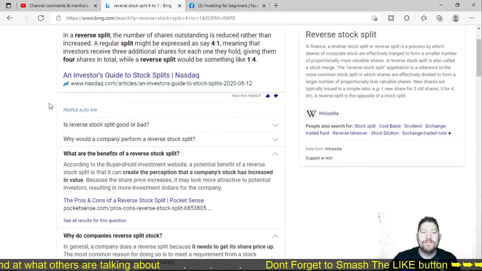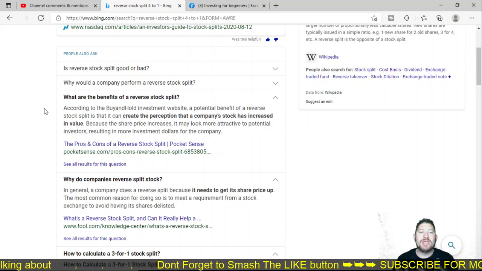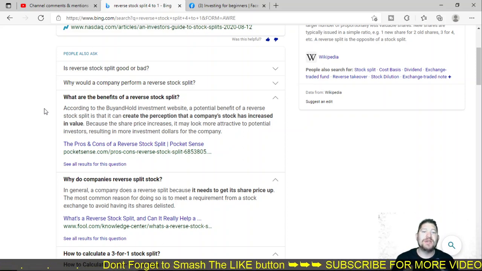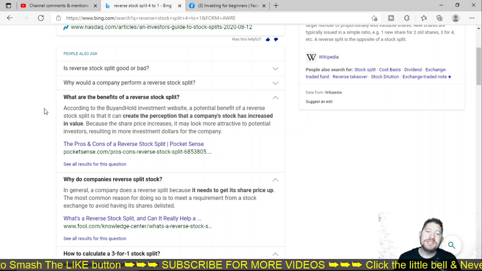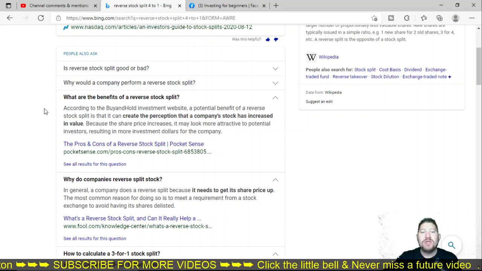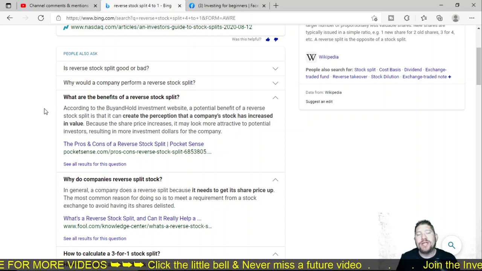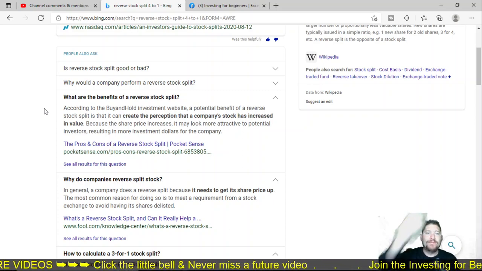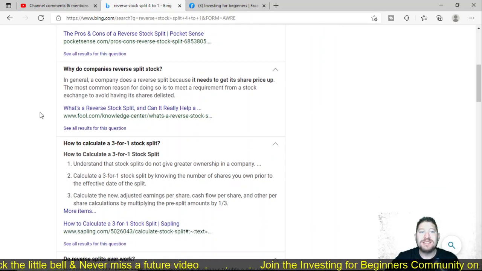Now, also, some of the benefits of this is to create the perception that the company stock has either increased in value or decreased in value. But what it does is it entices you as the buyer or the investor to buy more shares at a lower price to try to drive the price up. As a result, a lot of times that doesn't necessarily happen.